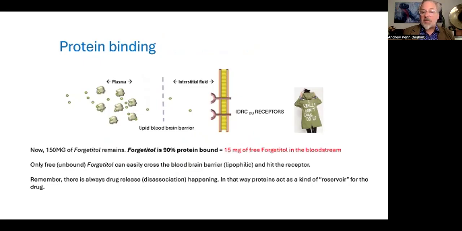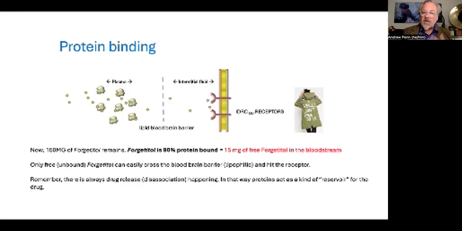So remember, it's 90% protein bound, which means that only 15 milligrams of that 1,000 milligrams that he took will actually be floating around free in the bloodstream, able to cross over the blood-brain barrier and go to those receptors on the other side of the bloodstream. And it's only that free Forget It All that, once it is released by the proteins, so there it is attaching to the proteins, and here it is moving on, crossing the blood-brain barrier, getting to those receptors. It's only that percentage that is free floating, so 15 milligrams, that can actually do that.